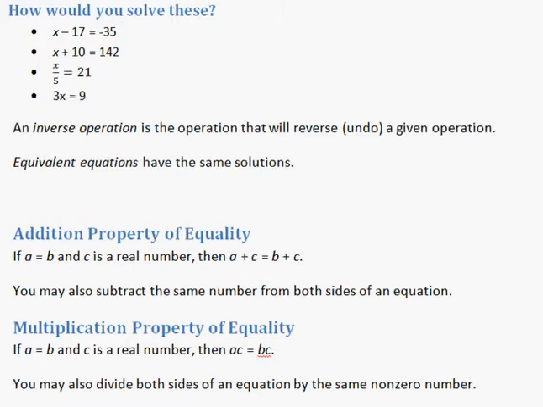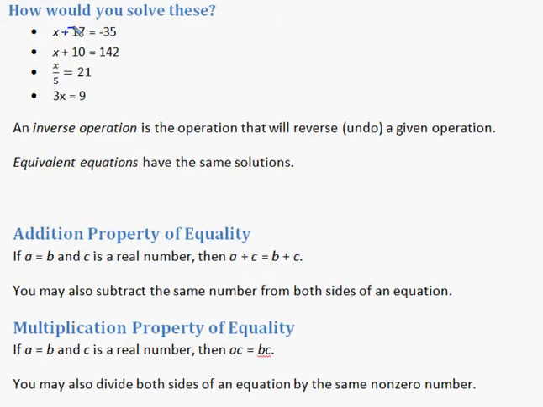There's a couple different ways to solve it. We could think through it: I already have a negative 17 because that's like plus a negative. How do I get a negative 35? What plus negative 17 equals negative 35? It would be negative 18. The next one's even easier. You could think x plus 10 equals 142. What plus 10 equals 142? Well, that would be 132. What divided by 5 equals 21? You could figure that out. This one's pretty simple: 3 times what number gives you 9? So we could think through all of these.